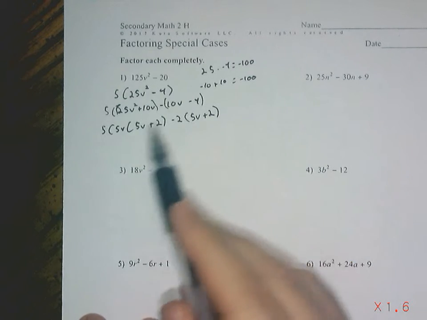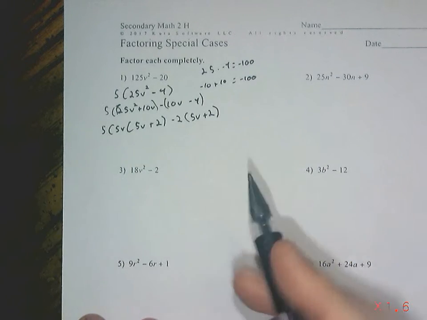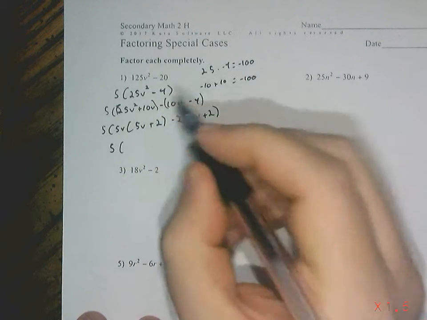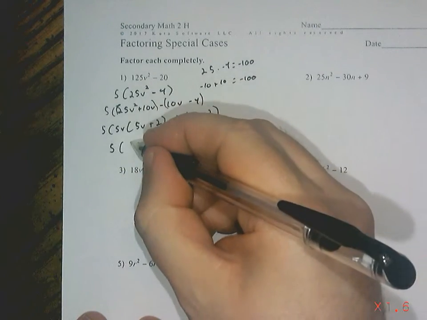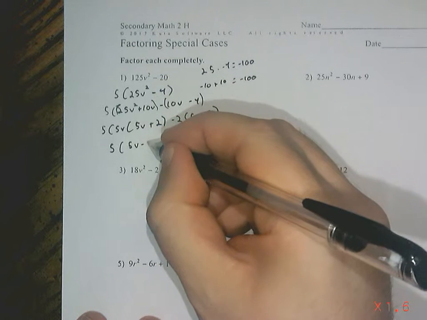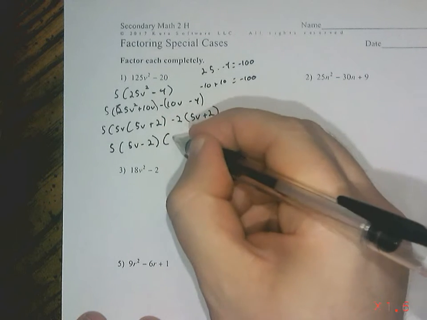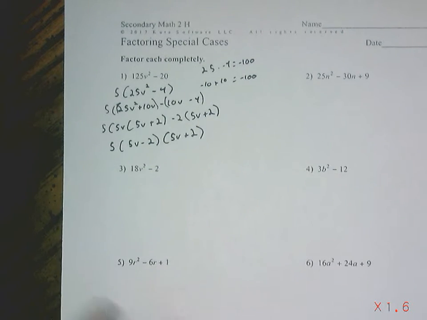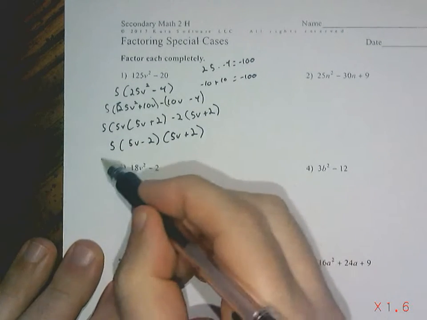Okay, so then I can factor these out. It's still going to go before the 5 here, so 5 in front, and then I have 5v minus 2 and 5v plus 2. Okay, and that's my factored form. That's my answer right there.